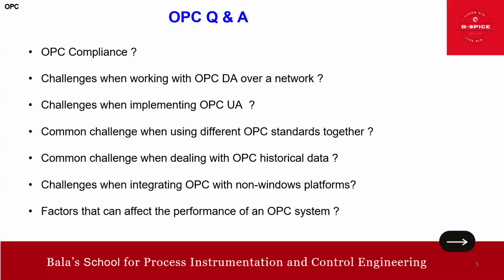That's it, friends. And what else? The factors that affect the performance of the OPC system overall. What are all the factors? There are several factors that affect the performance of an OPC system. Maybe the speed of the network connection, the number of OPC clients, or the amount of data being transferred. Okay. Optimizing all these can help to ensure efficient operation.